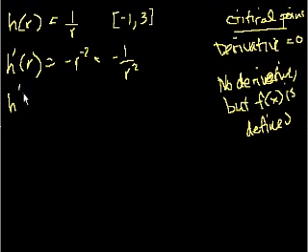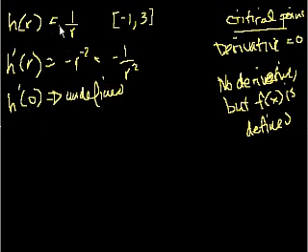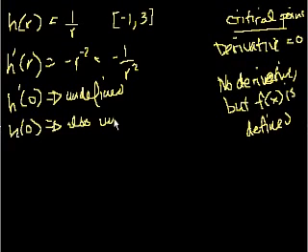So h prime of 0 is undefined. But h of 0 is also undefined, right? 1 over 0 is undefined. So I'm not going to really consider that to be a critical point, frankly. It's just a point at which the derivative and the function are undefined.